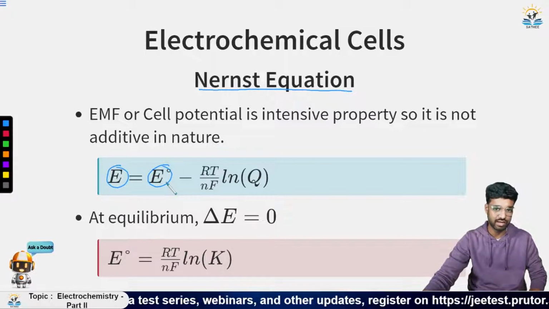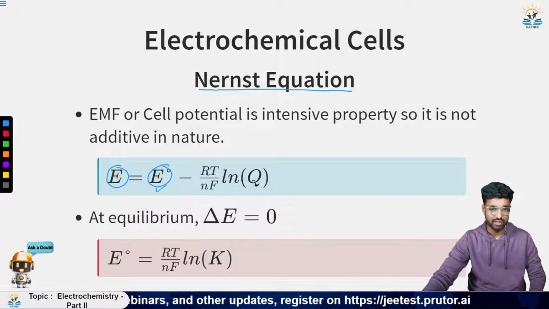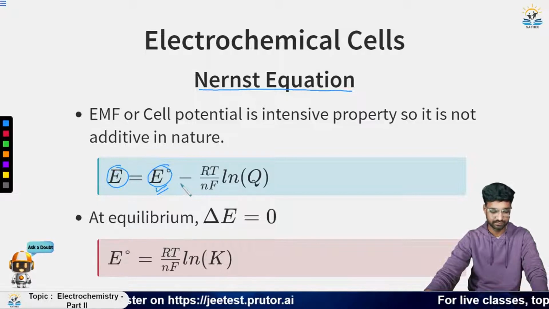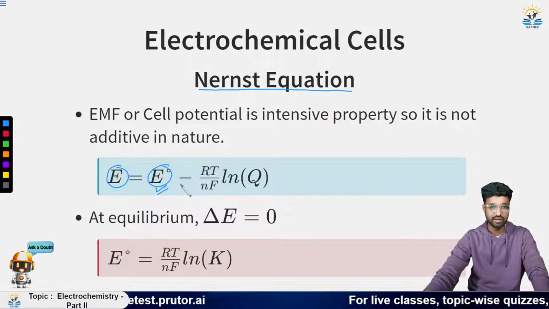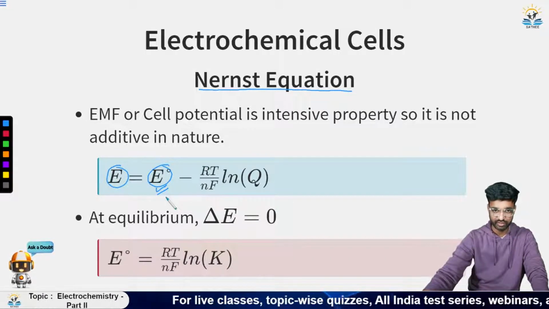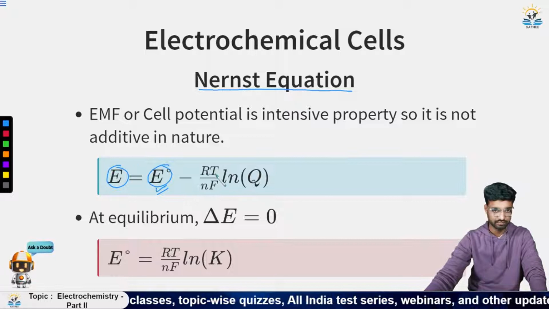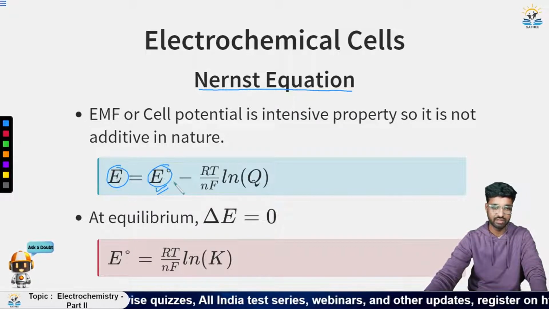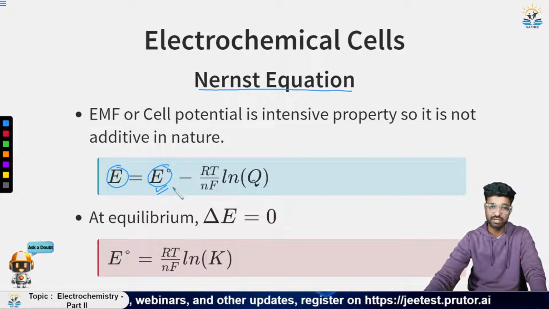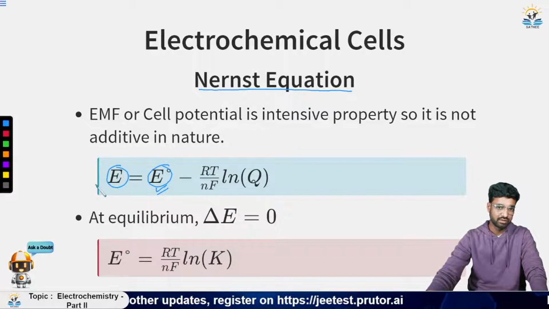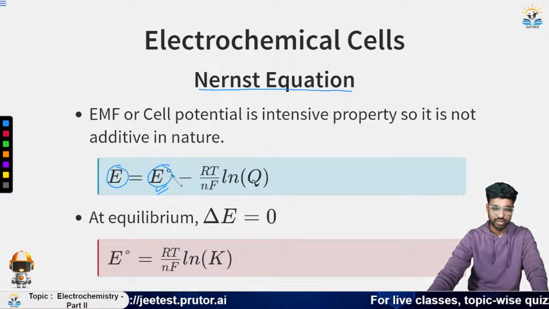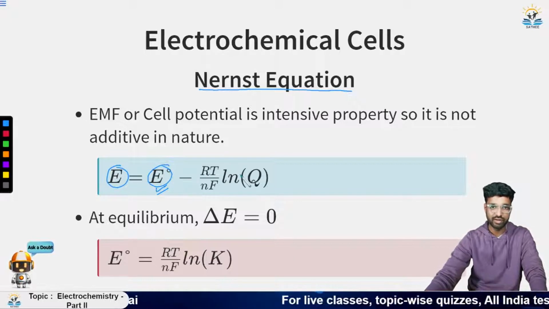So what is this E naught here? This E naught represents the EMF of the cell at standard conditions. So what I am saying is that if you take the standard condition, that is, the pressure is 1 atm, the temperature is kept at 25 degrees Celsius, and all standard conditions are taken, then the EMF that is measured at that condition is called the standard EMF. So the first thing to notice here is that E is the difference of E naught minus RT by nF ln Q.